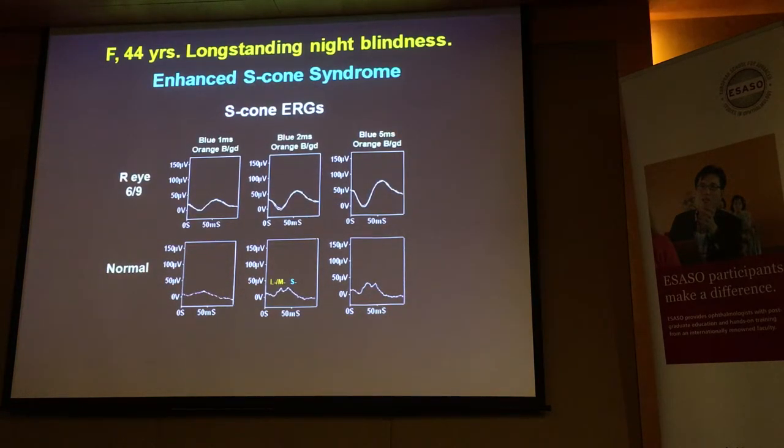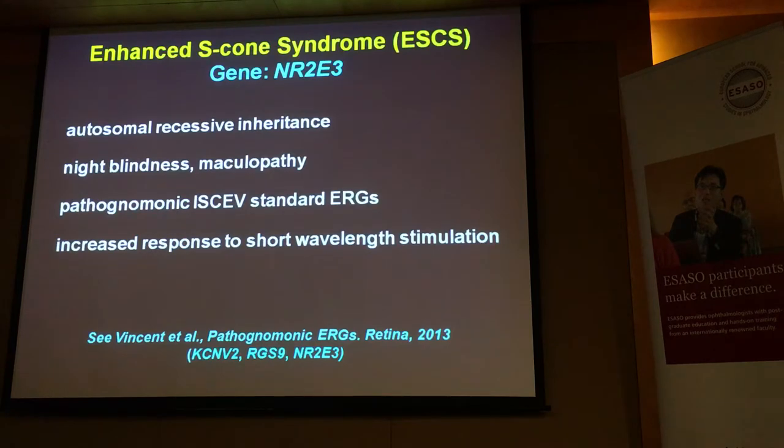You can then do S-cone ERGs, and you see why it's called enhanced S-cone syndrome, because the S-cone ERGs, done with a blue flash on an orange background, are huge compared with normal. It was first described by Mike Marmor, Dick Gulliver, and Sam Jacobson, back in 1992, I think it was.